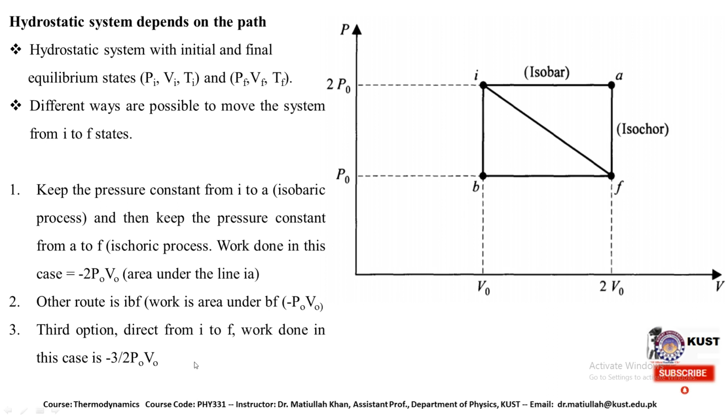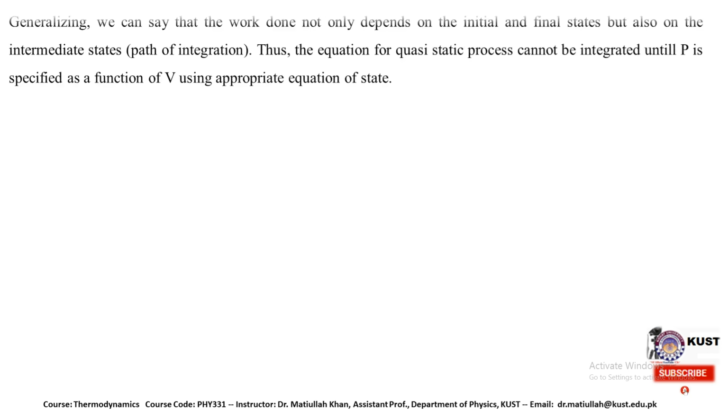If we compare the work done in the three different paths, it is clearly observable that the work done is different from each other. So it means the work done in a hydrostatic system depends on the path followed by the system. If we generalize, the work done not only depends on the initial and final state of the system, but it also depends upon the intermediate states. In other words, it depends upon the path of integration.